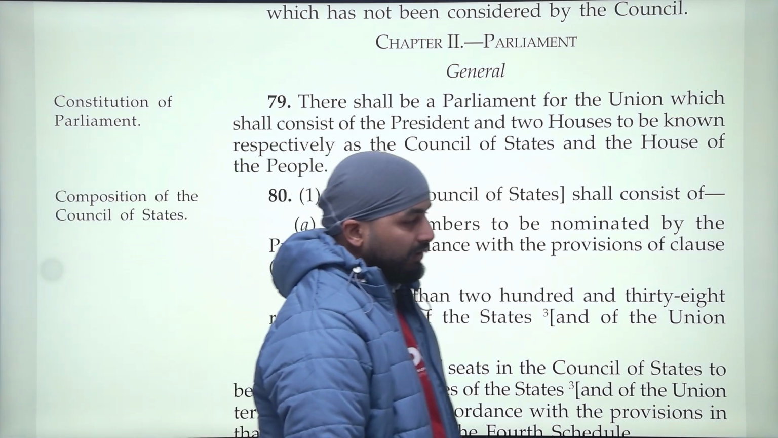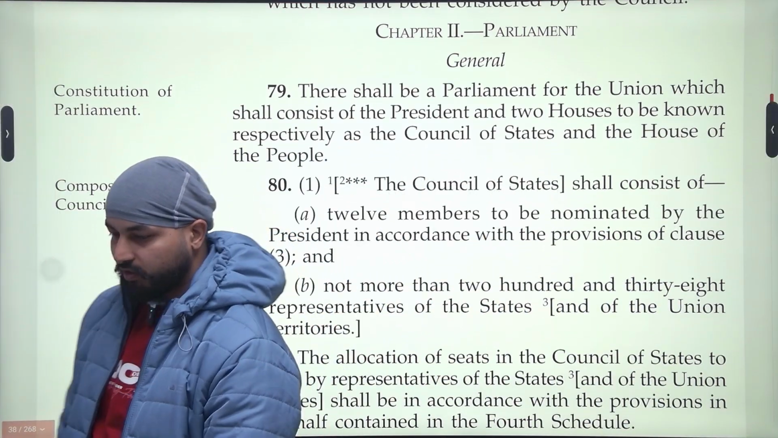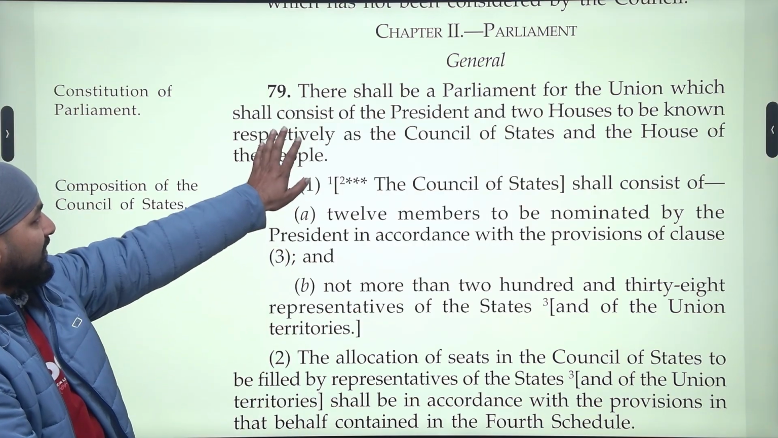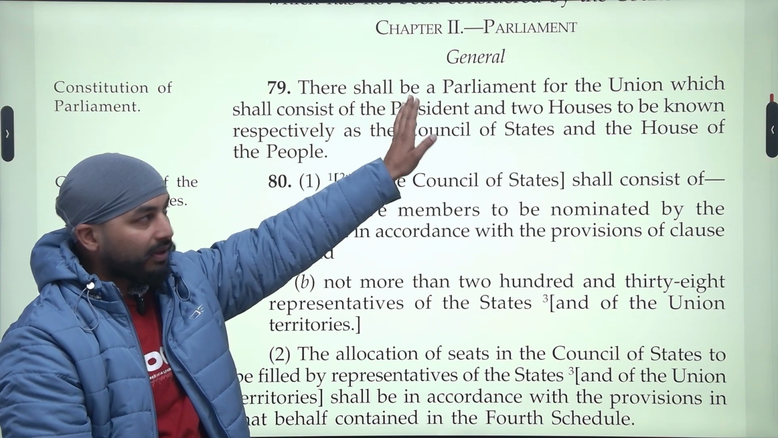So we'll begin with the parliament. Okay. So ours is a parliamentary system of government. We have to go in depth of every article. Let's start from 79. There shall be a parliament. Same word, shall, legal obligation.